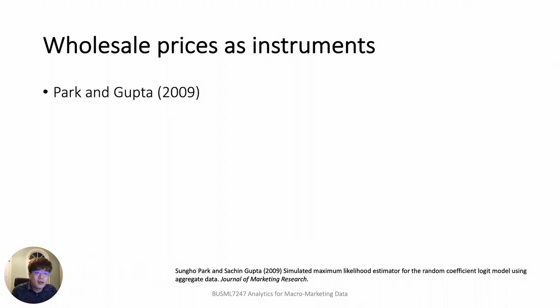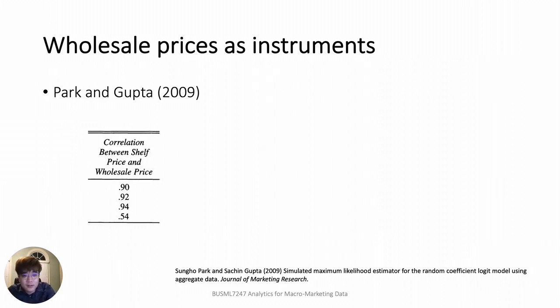Park and Gupta used the wholesale prices as instruments in their study on the paper towel retail market. This table presents the correlation between the shelf price and the wholesale price of 4 major brands investigated in the study, and for all brands, they confirm the relevance condition.